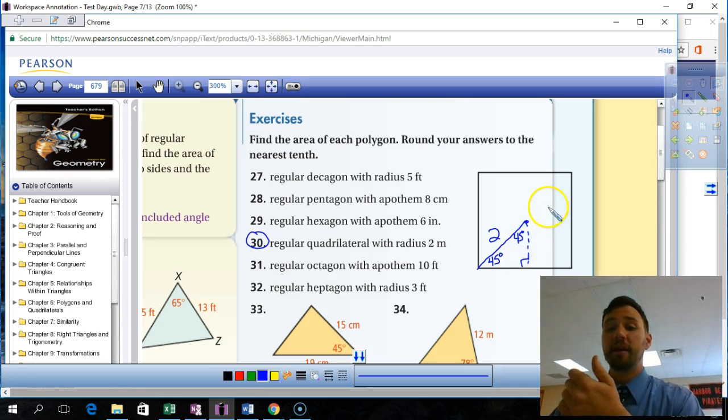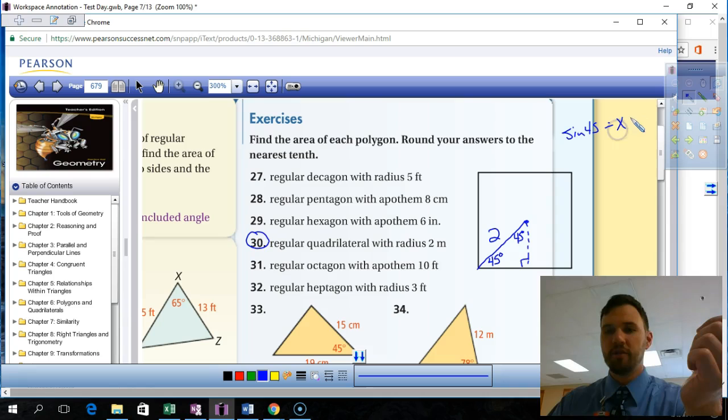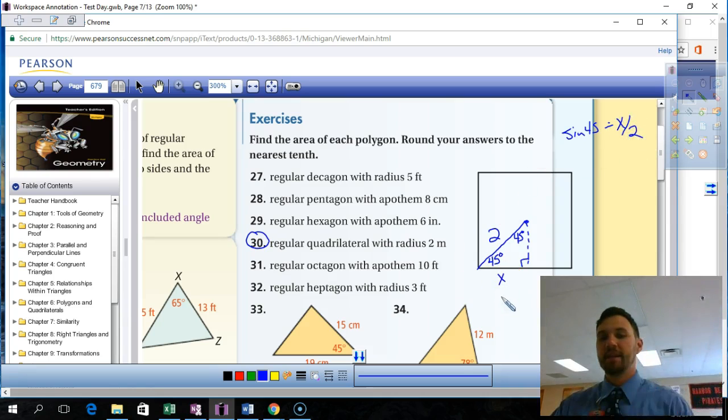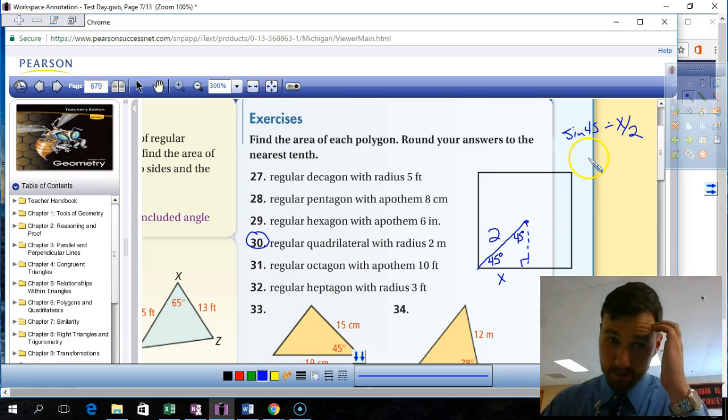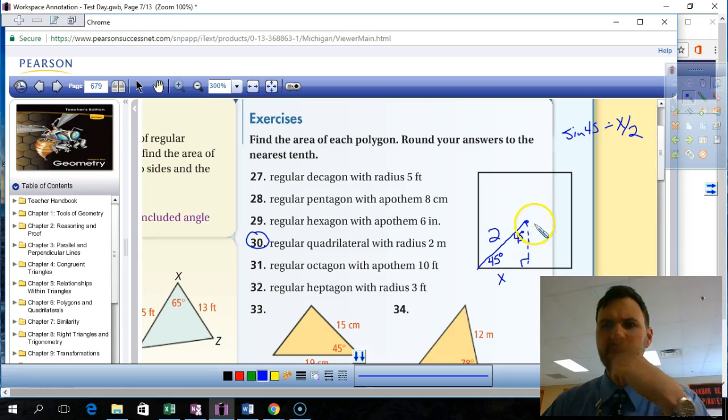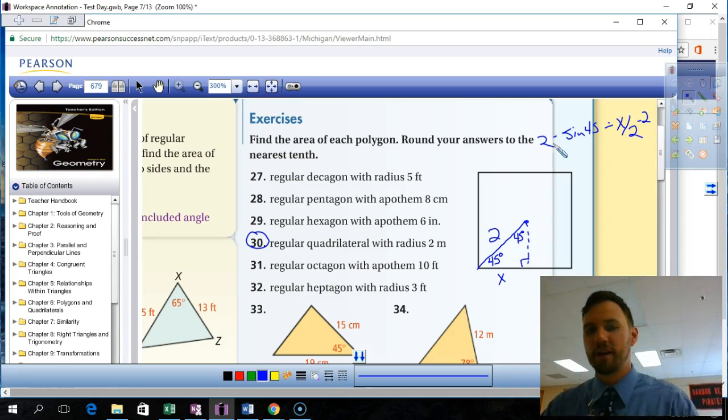Now, from here I can use trig. If I wanted to, you could do sine of 45 equals x over 2 to find this side. Because if you find the side length of a square, you're all set. I'm not going to use trig though. I'm going to use 45-45 triangles. We should get the same answer. Oh, nearest 10th? Maybe I'll do trig this time. So multiply both sides by 2. You could have also done 2 divided by square root 2 with the side length if you use 45 triangles.